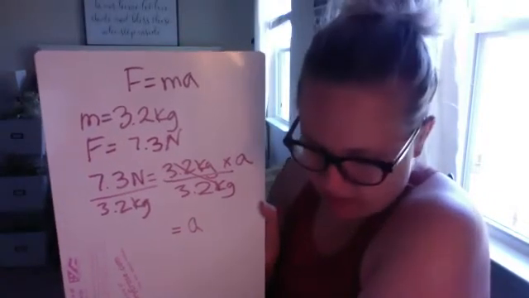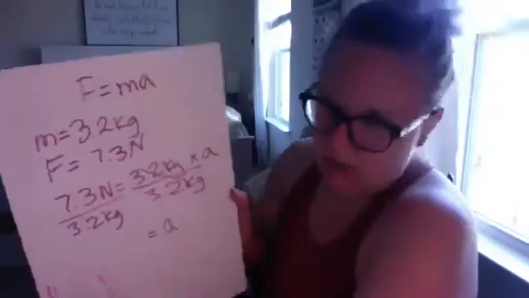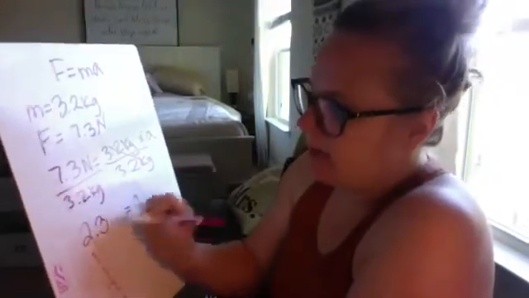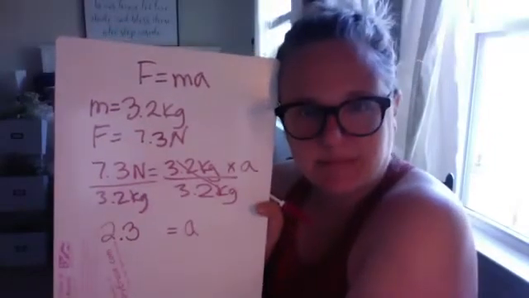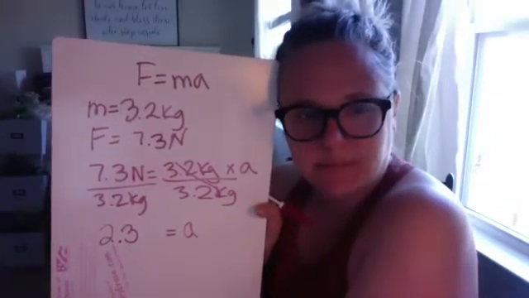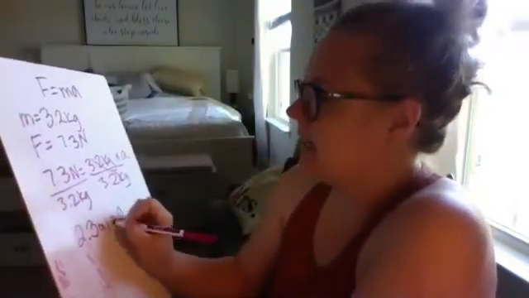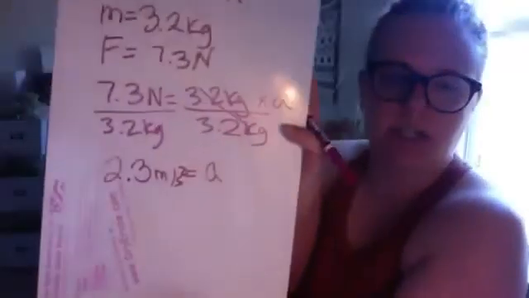Good. You rounded that 2 up to 3 because it was 2.28, so the 8 made that 2 go up to 3. So this is 2.3 what? Good. Meters per second squared, because that's the unit that was used for acceleration.